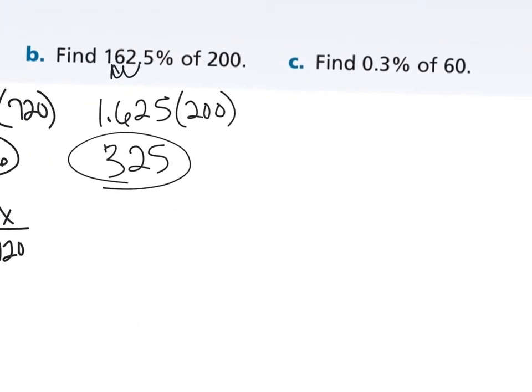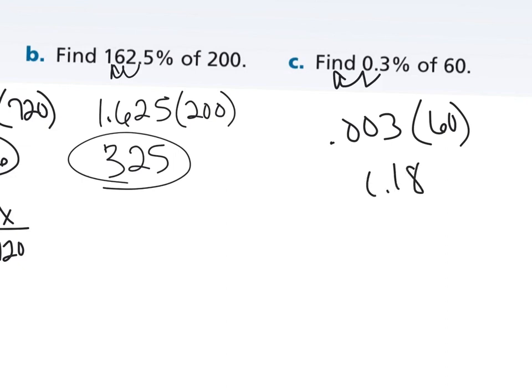And part C. Part C, once again, moving the decimal 2 places would be 3 thousandths times 60, and that would be 18/100, or 0 and 18/100.